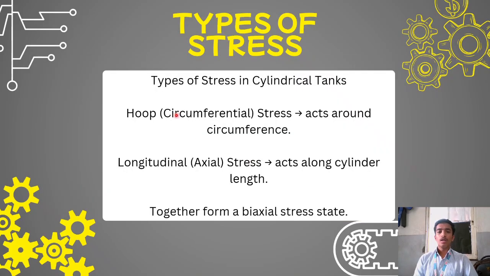So types of stresses. Types of stress in cylindrical tanks: hoop stress. It is circumferential, because the stress is applied around the circumference of the cylinder. So it is called hoop stress. And longitudinal stress, it is axial stress. It's along the cylinder length, because the cylinder has some length and because of that the stress is distributed. So together they form a biaxial stress state.